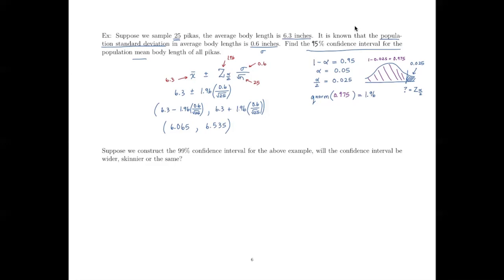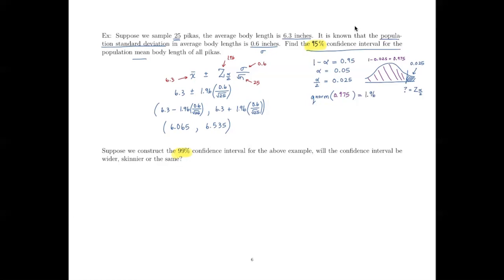Okay, so the next question gets at, suppose we wanted to do a 99% confidence interval for the above. Instead of doing the 95, we're going to do 99. We don't actually have to go through and compute it, but is it going to be wider, skinnier, or the same? Nothing else is going to change. X bar, sigma, the square root of n all stay the same. So the only thing that's changing is the z alpha over 2.